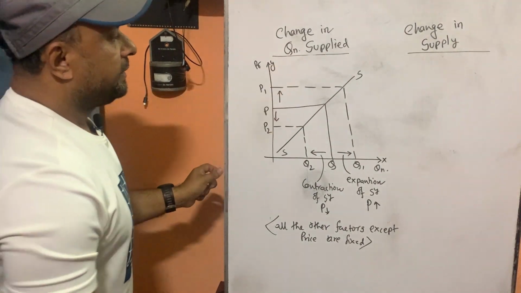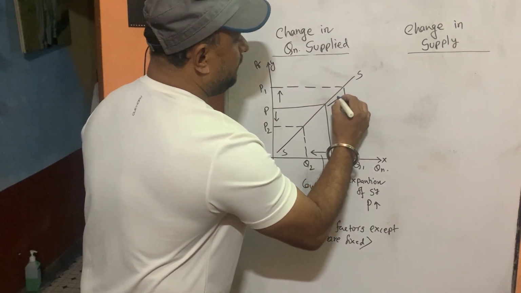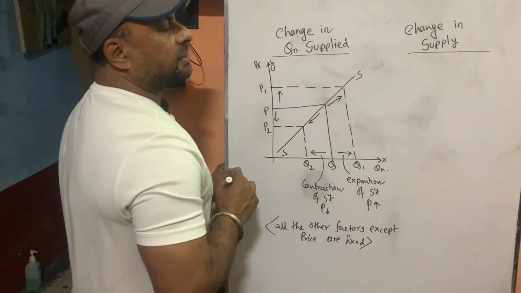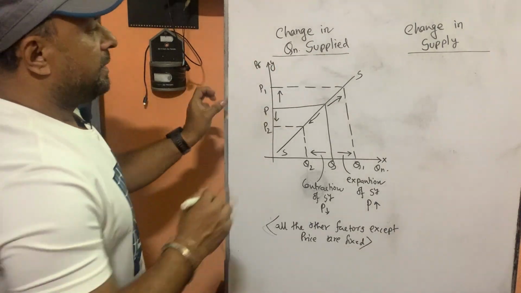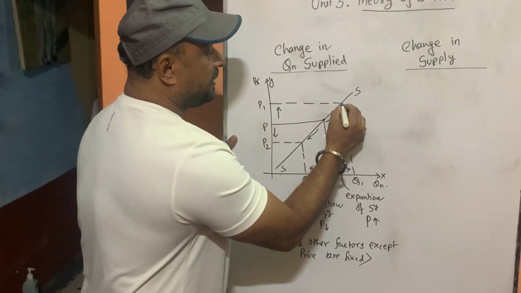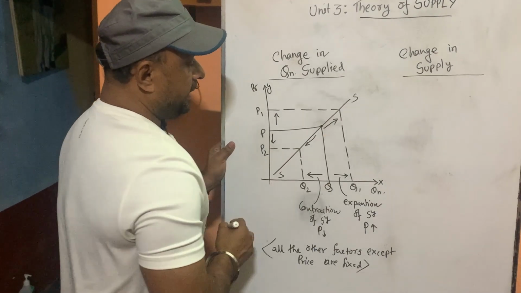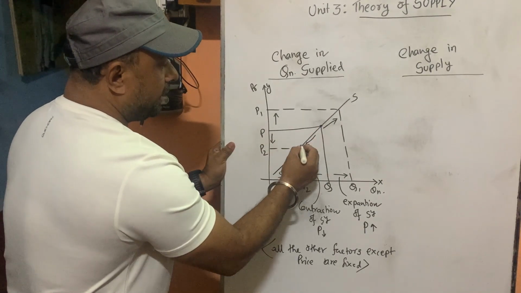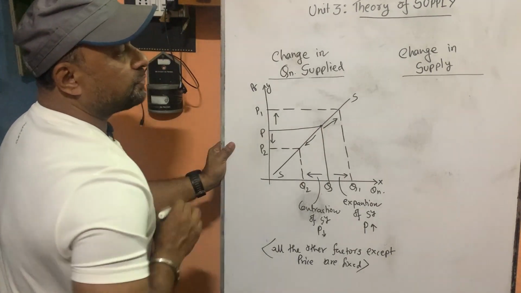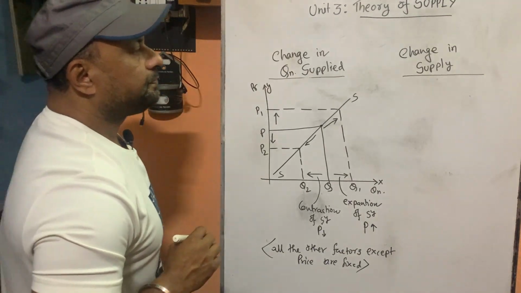At that time the producer moves upward or downward along the supply curve. The supply curve remains fixed. Now here he is moving upward along the supply curve from this point to this point, and in contraction he moves downward along the supply curve, this point to this point. This is change in quantity supplied.